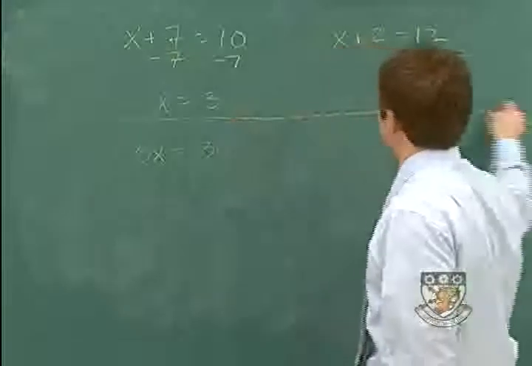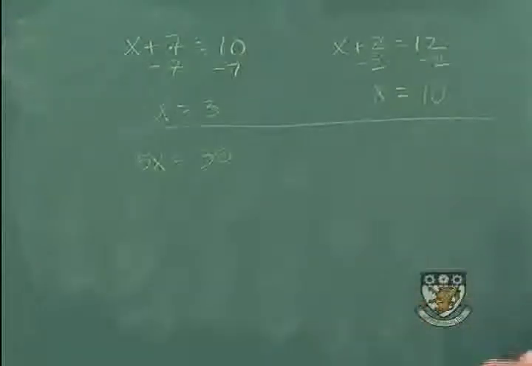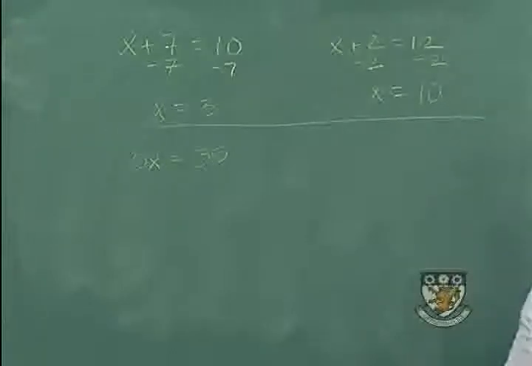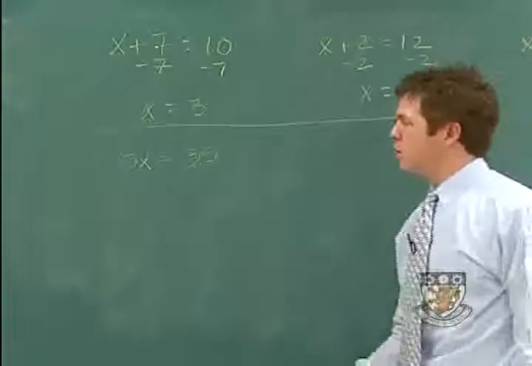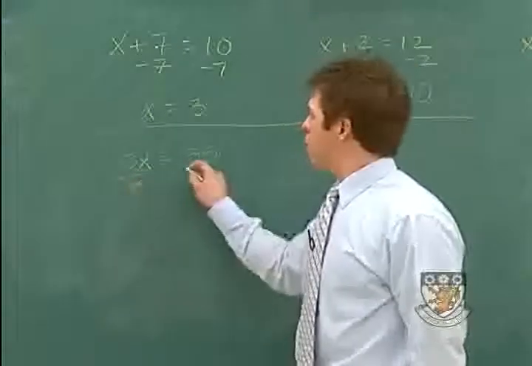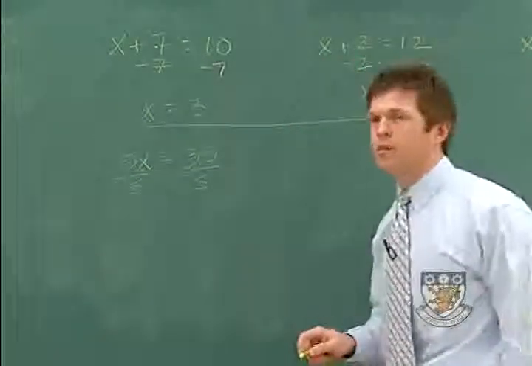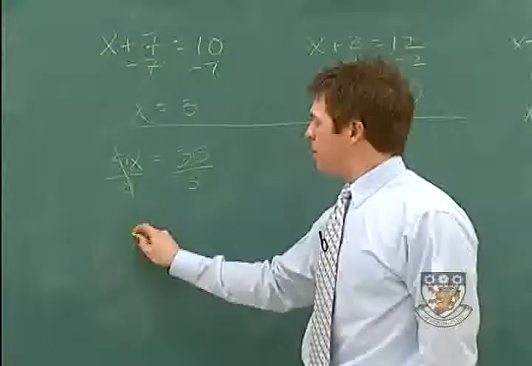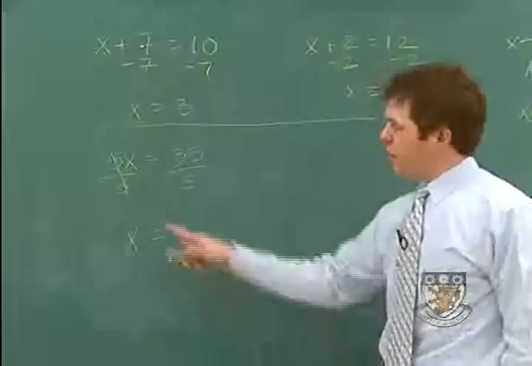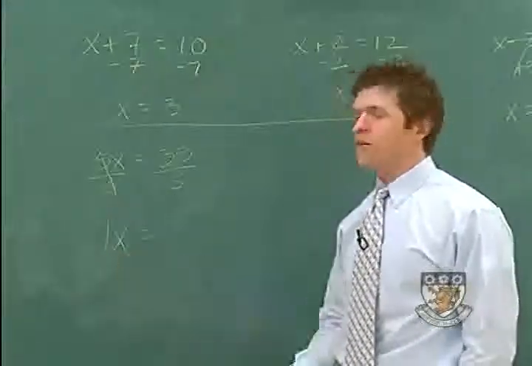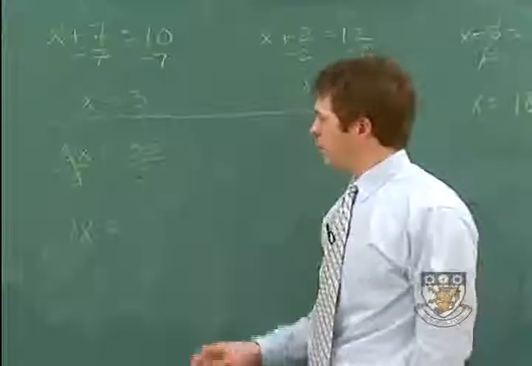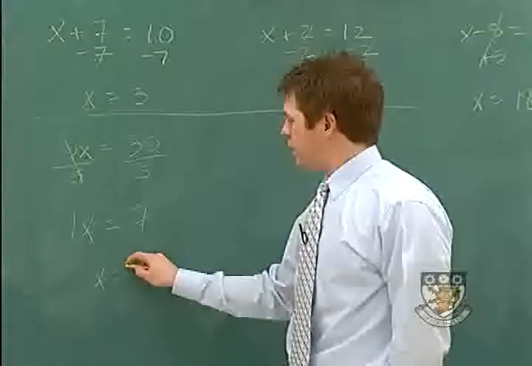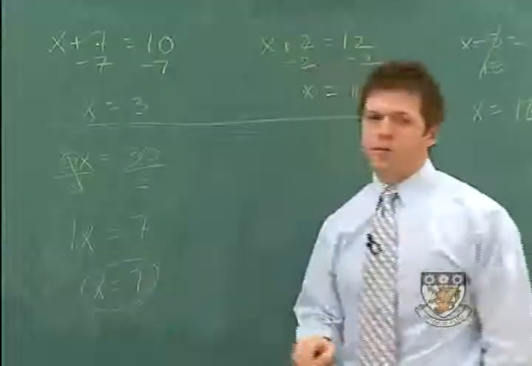This particular problem is 5 times a number is equal to 35. We said earlier that the opposite operation of multiplication is division. Whatever you do to one side, you have to do to the other side. It's essential. Divide both sides by 5. We end up with 5 divided by 5 is equal to 1x. You don't have to write that 1x in there, but it is fine if you do. And then 35 divided by 5 is equal to 7. So x is equal to 7.